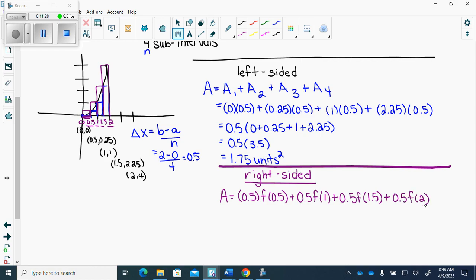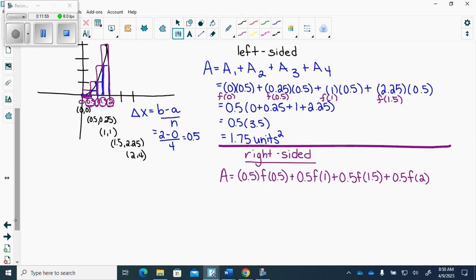These ones, this was f of 0, f of 0.5, f of 1, and f of 1.5. Because it was the left-handed sides, right? Do you get what I'm saying? Now we're doing the right-handed ones, which is this one, this one, this one, and this one. The left sides would be that one, that one, that one, and that one. Kind of make sense? A little bit?